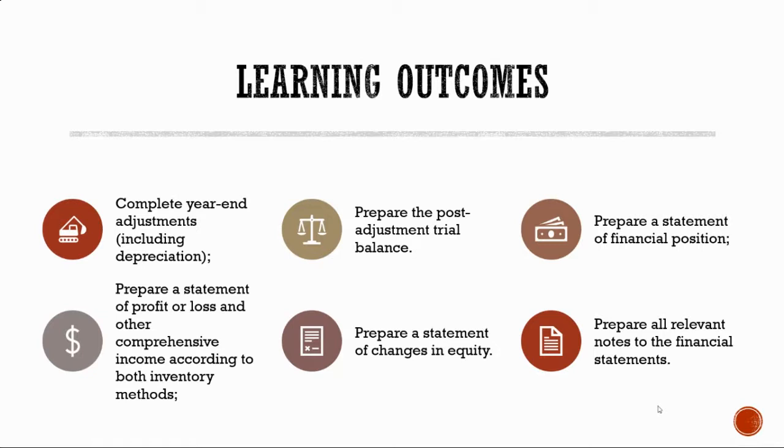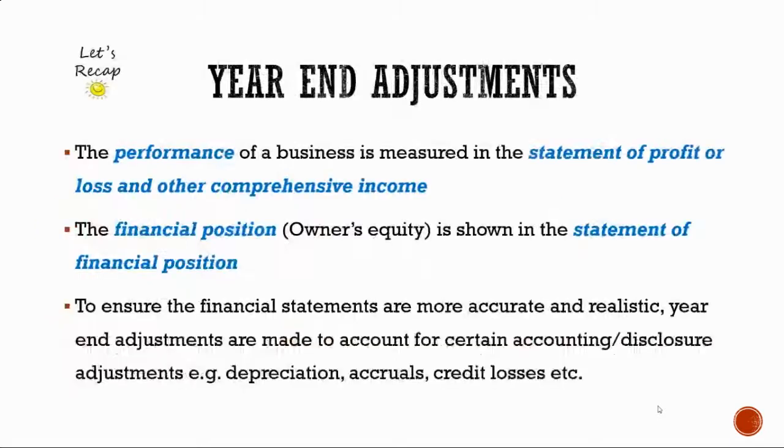Prepare a statement of profit and loss and other comprehensive income, for both inventory methods. That is where your income and expenses will be disclosed. And then a statement of changes in equity, that's where your owner's equity is. So that's basically your movement in your capital from one year to the next, and then prepare the relevant notes to the financial statements. Based on the three statements that you have to prepare, you will be required to do additional note disclosure to expand on how that amount was calculated.